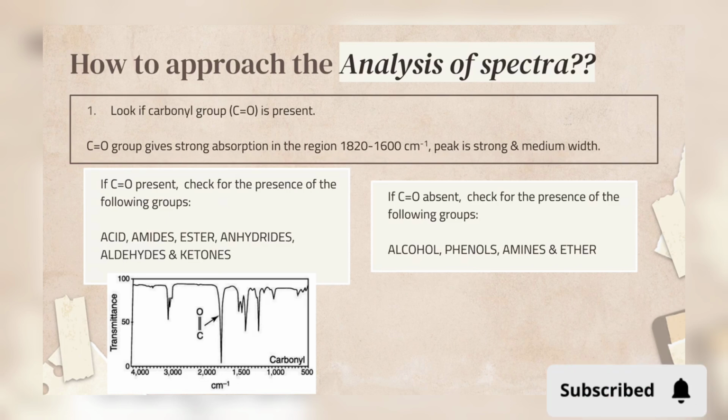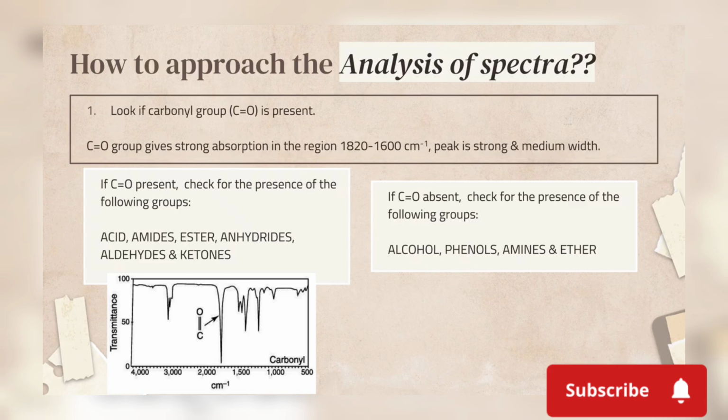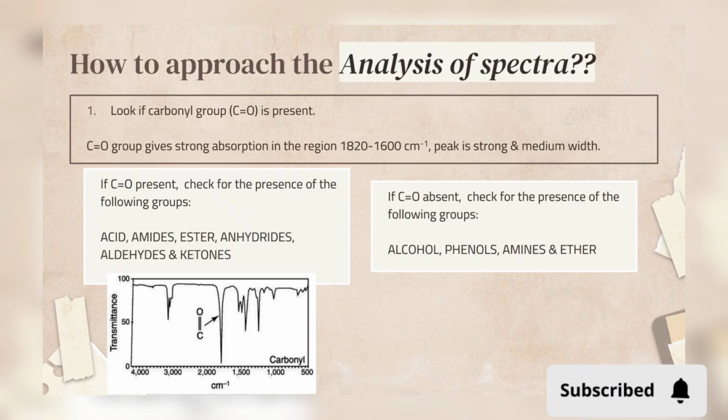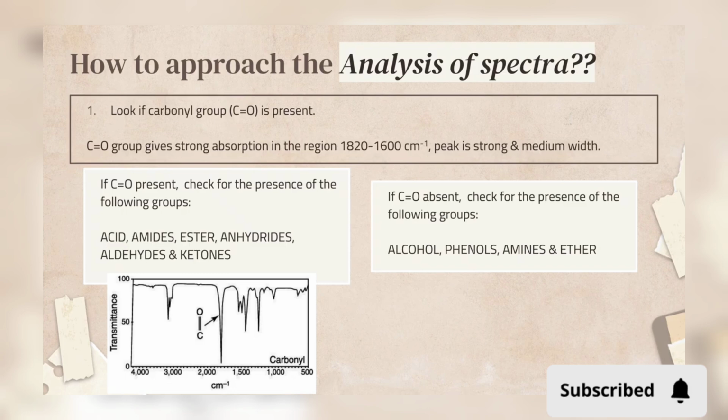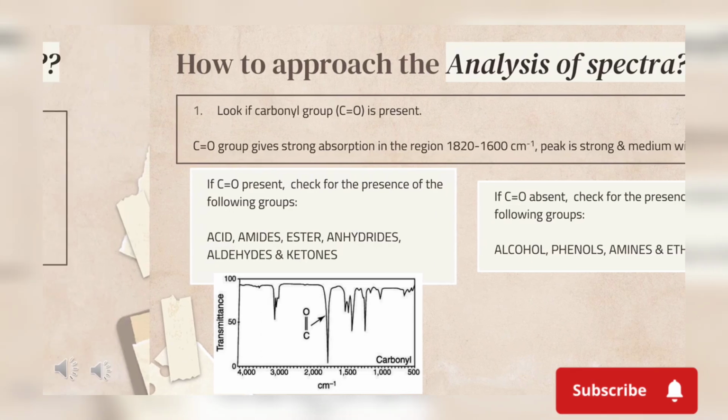The carbonyl group gives strong absorption in the region 1820 to 1600 per centimeter; the peak is strong and of medium width. If present, check for the presence of the following groups: acids, amides, esters, anhydrides, and ketones. If absent, check for the presence of the following groups: alcohols, phenols, amines and ethers.